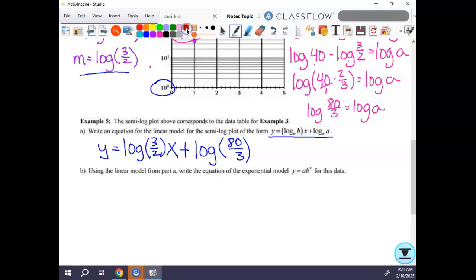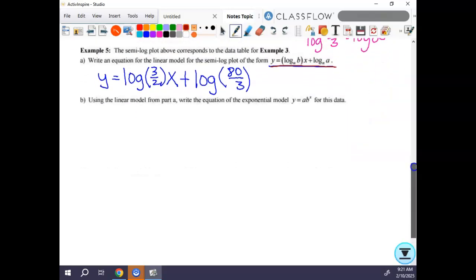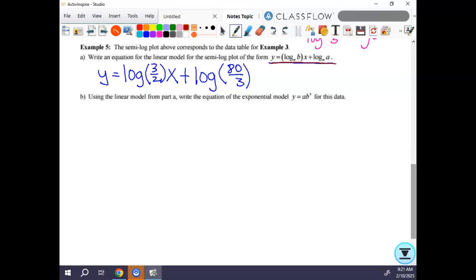Now I want you to look at this and what we just wrote. What is the value of a? 80 over 3. This is the log of a. This is a right here, 80 over 3. What is b? 3/2, right? Just getting it straight from there. Yes, I already did all the hard stuff. Because this next part says, using the linear model from part A, write the equation of the exponential model right here. Well, guess what? We already have a and b. So y equals A, which is 80 over 3, times B, which is 3 halves, to the x power. That is my exponential equation for that data.